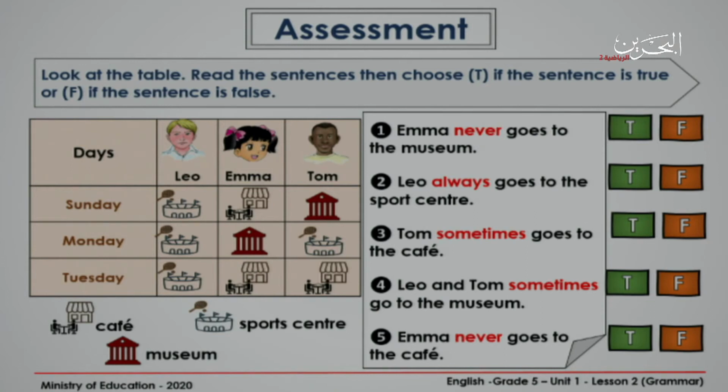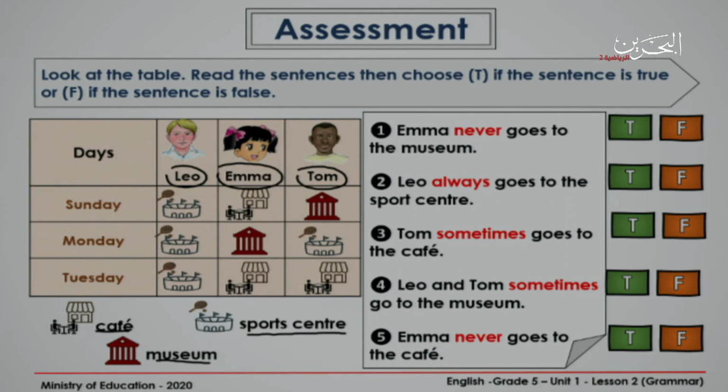This time, you have to look at this table, read the sentences. If the sentence is true, you have to write T. And if the sentence is false, you have to write F. Let's have a look at the table. You have 3 people. You have Leo, Emma, and Tom. And this time you have pictures. Look here, this picture is a cafe, and this one, museum, and this one, sports center. Go back to the table.